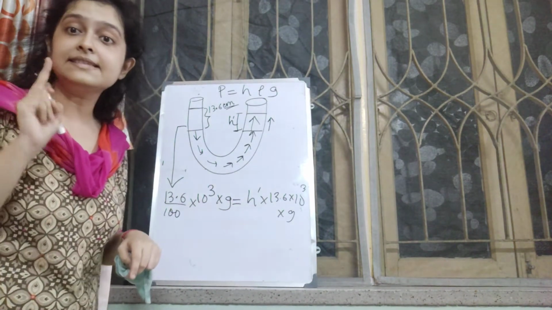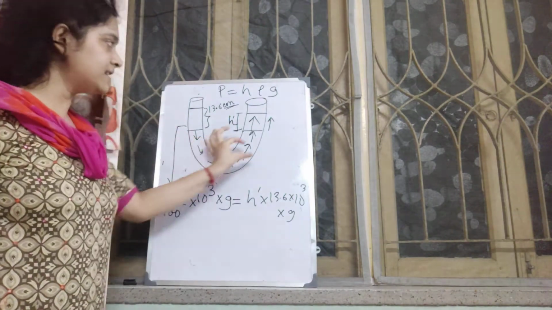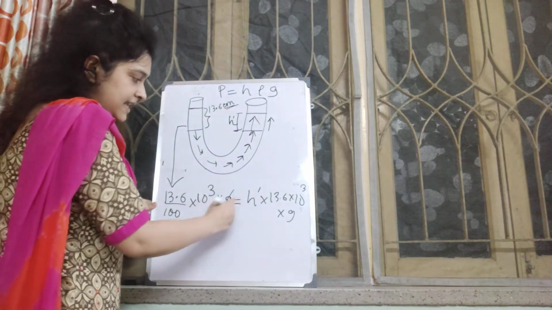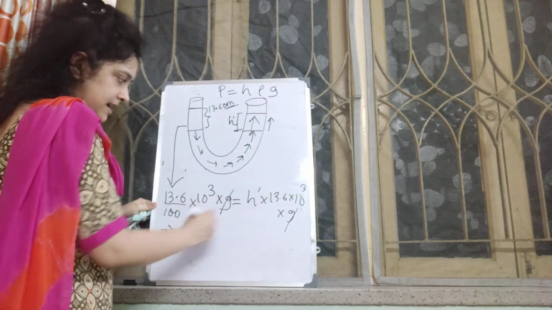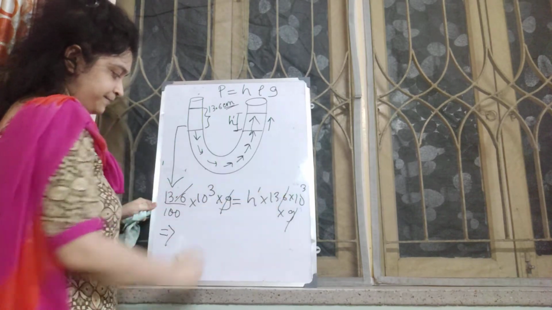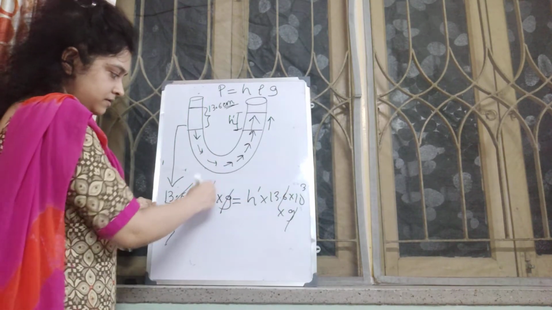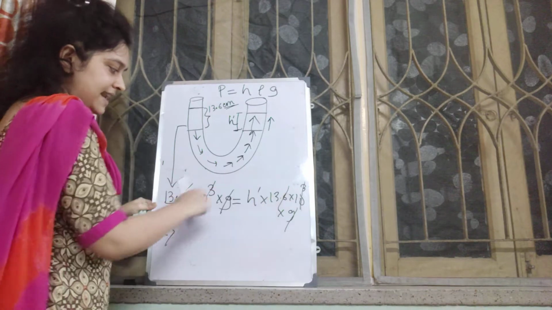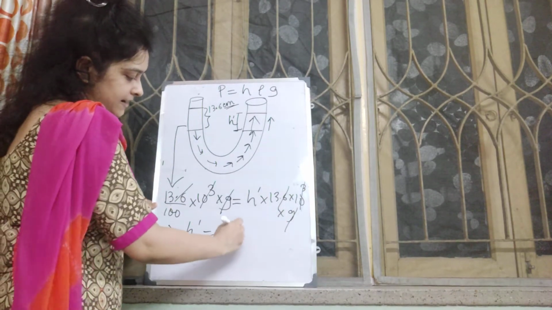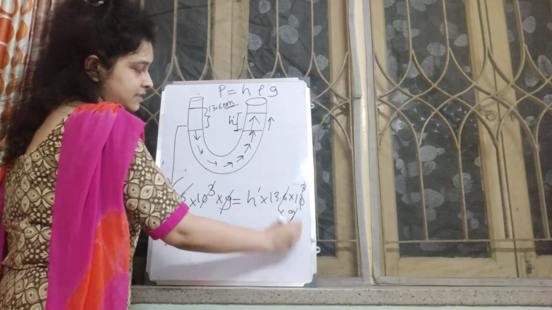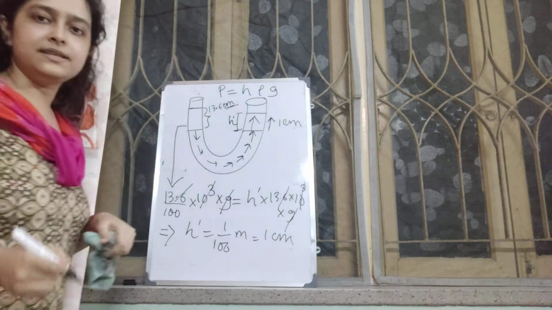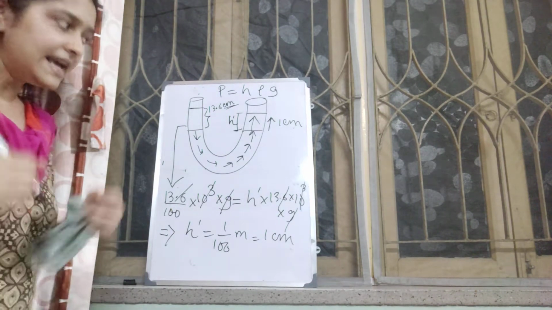Due to Pascal's law. Same pressure is transmitted throughout the liquid. That's why. Now, g gets cancelled. 13.6 here and you have 13.6 here. Both sides 10 cube gets cancelled. You are left with 1 by 100 meter. That means 1 centimeter. So, mercury level will rise by 1 centimeter. Okay? Let's do another one.